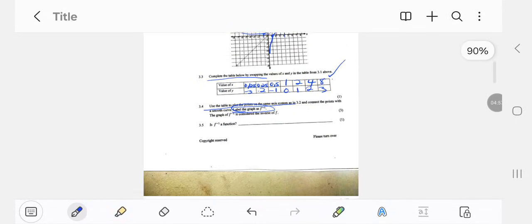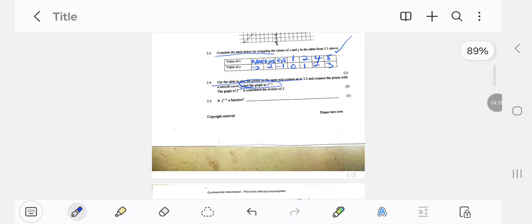3.5, is it a function? Yes, it's a function. One to one. For every x there's a y, so it's a function. And another reason, it passes the vertical line test. Yeah.